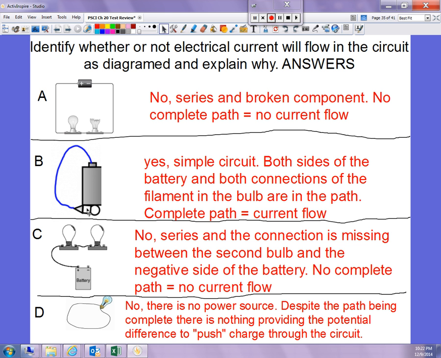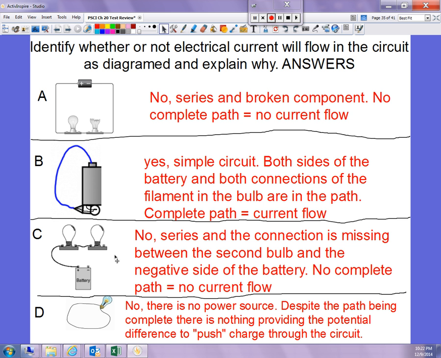So notice that I have the side of the light bulb and the end, so my filament was in the circuit. Recall my filament went like this, right? It came out from the side, it went up to the top, and then it went down to the bottom. So indeed, my light bulb's in the circuit, and then I'm connecting both ends. I'm connecting the negative end and the positive end of the battery, so we do have current flow.